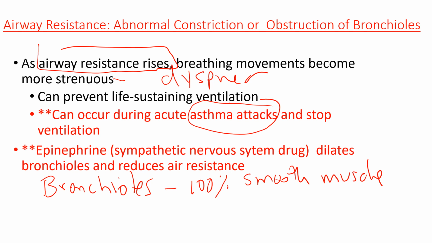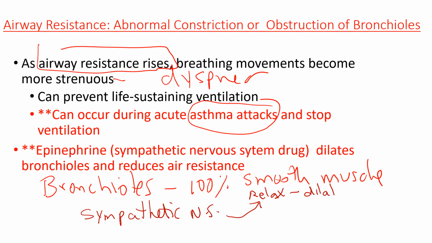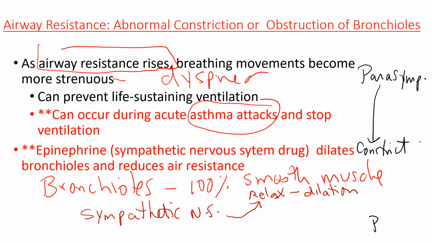And the sympathetic nervous system is going to dilate the bronchioles. It's going to relax the muscle and cause dilation of the airways. On the other hand, the parasympathetic nervous system is going to have the opposite effect. Parasympathetic is going to constrict the muscle and constrict the airways.